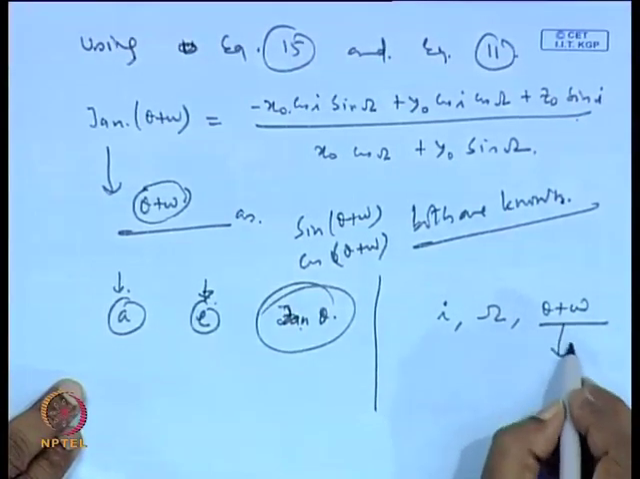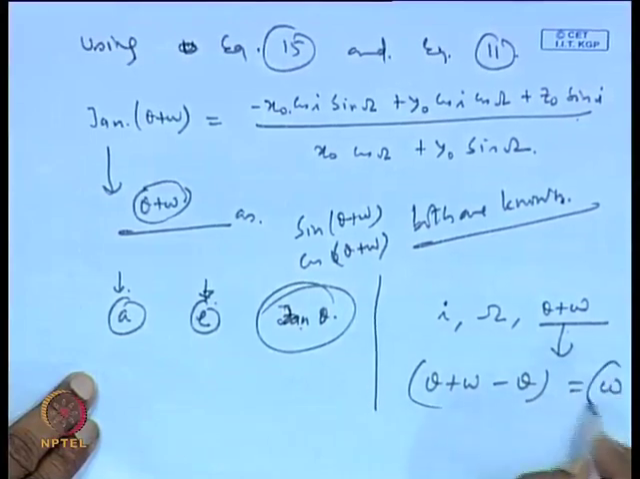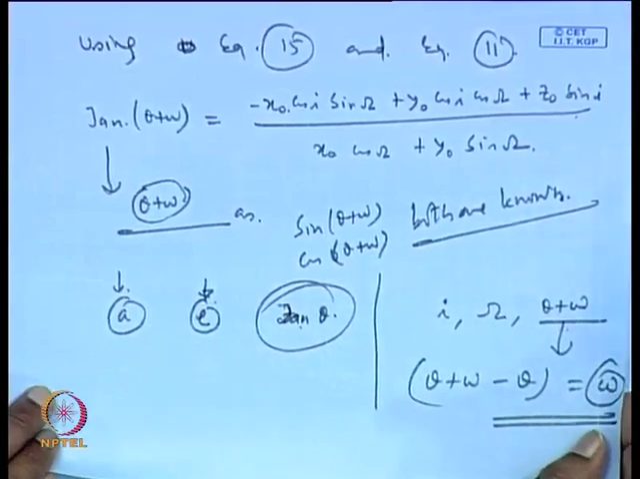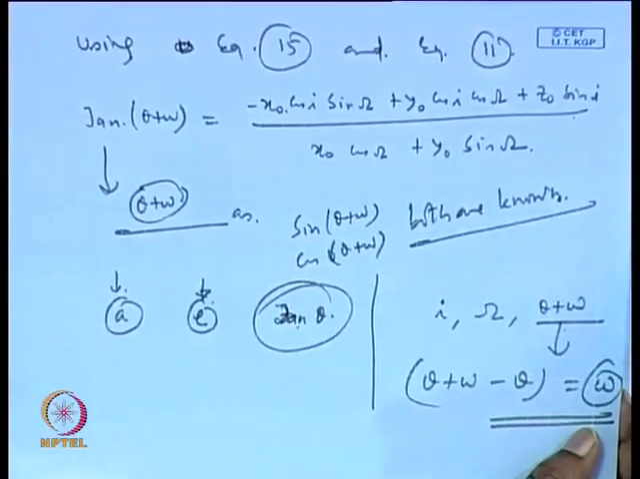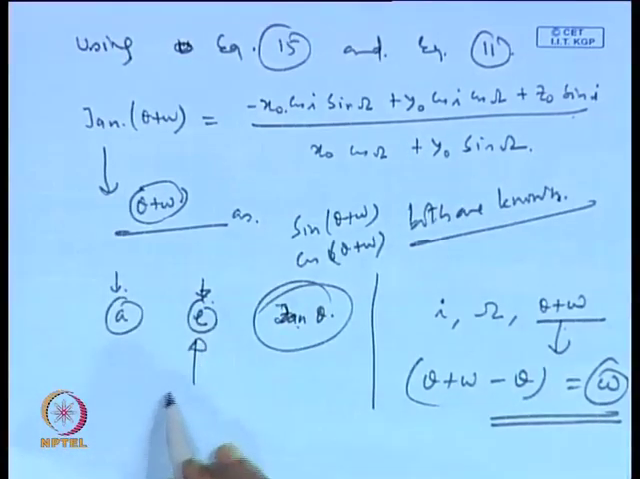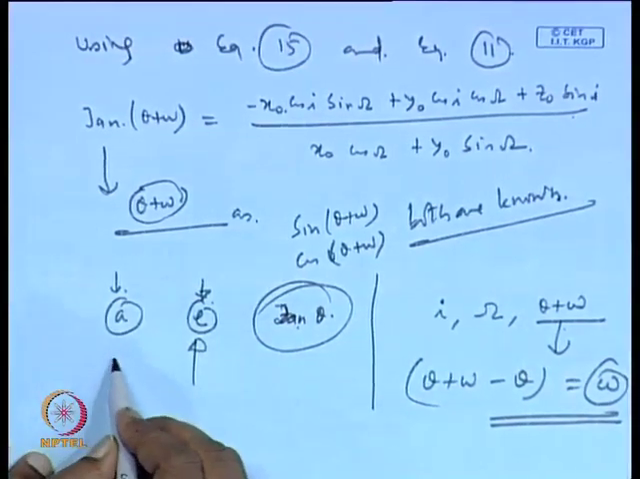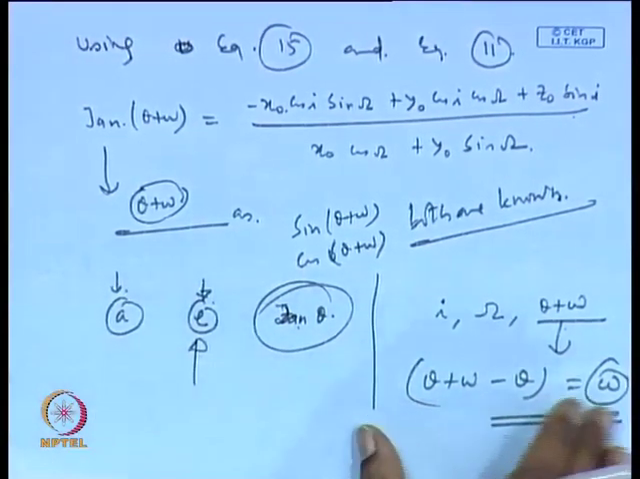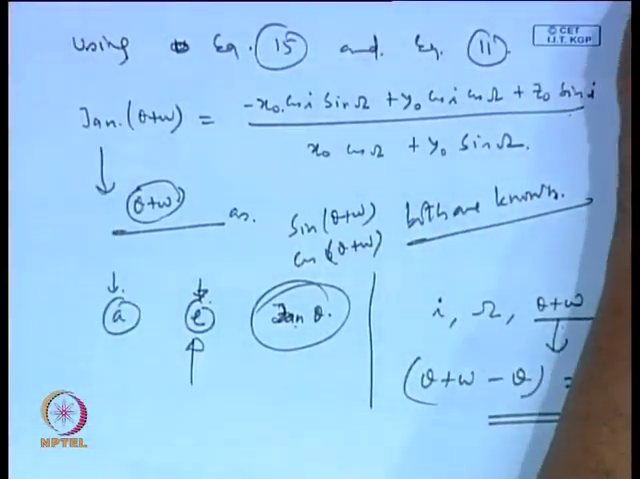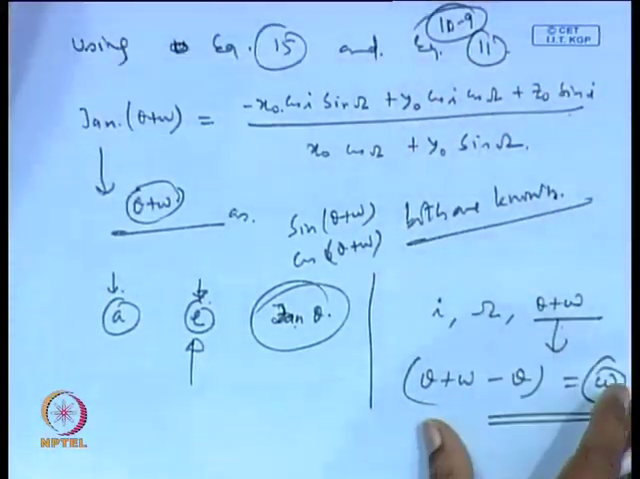So, if we subtract theta from theta plus omega, this will give us the omega value. Okay. So, this completes the process of the orbit determination. We have a number of ways of finding the value for E, so you can go to the previous lectures and look for all these things. I need not repeat all this again. So, this is 10:9.